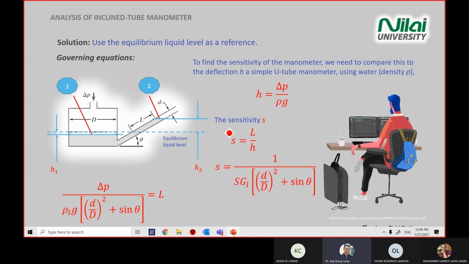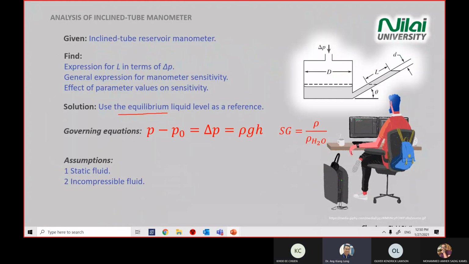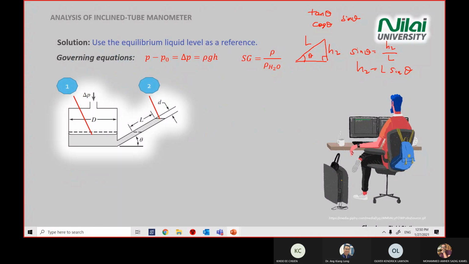Any question for tutorial question number 8? No, so far. Okay, back to the previous question I'm going to ask. What is the gauge pressure at point number 2? What is the reading at point number 2? Okay, 0. Good. Correct.